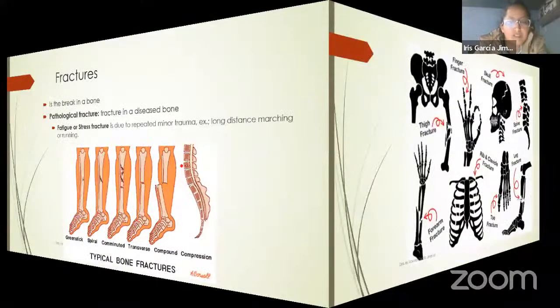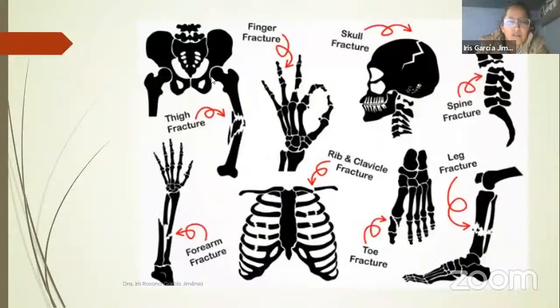We have more structures, and patients tell us these situations. The thigh fracture, a comminuted one, forearm fracture, a double fracture, right? With oblique, the skull fracture. Then we have the finger fracture. You can see again a transverse, a rib and clavicle fracture. You can see a compound fracture. That's a mess in this thorax. This spine fracture, this leg fracture, toe fracture. You can see there are some examples about this.